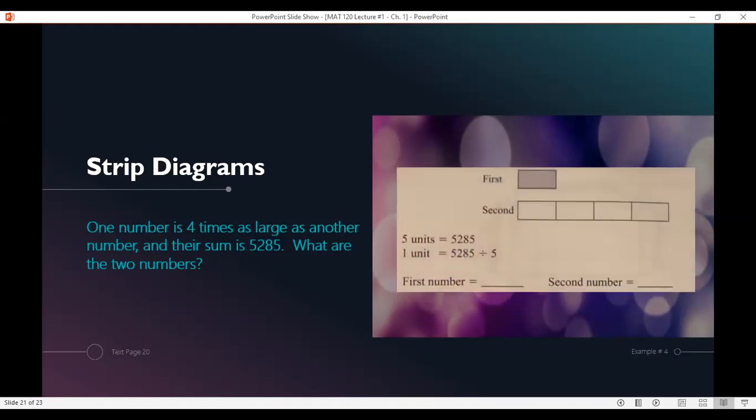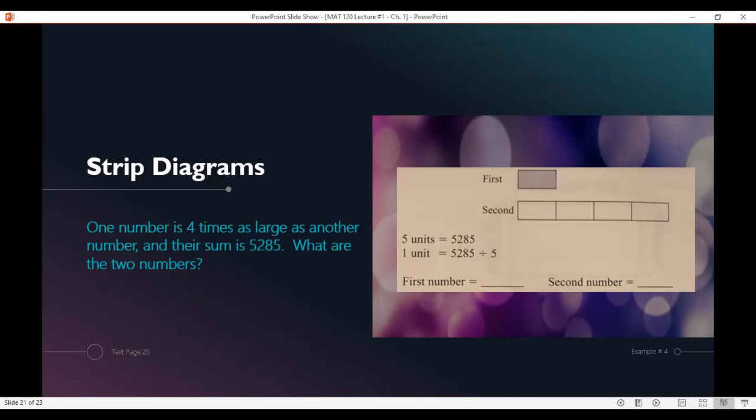Your first number is a simple brick. The second number, you could lay down 4 bricks, right? And those 4 bricks represent the 4 times the first. And if you look closely, you'll notice that we do have 5 units in our picture.